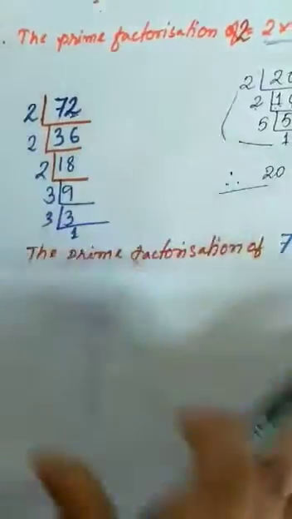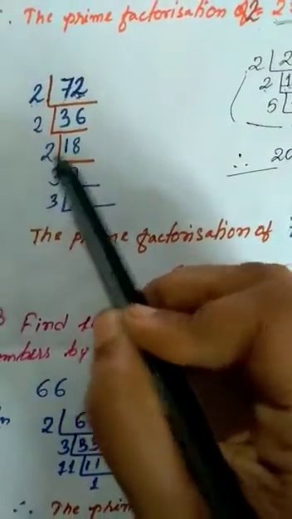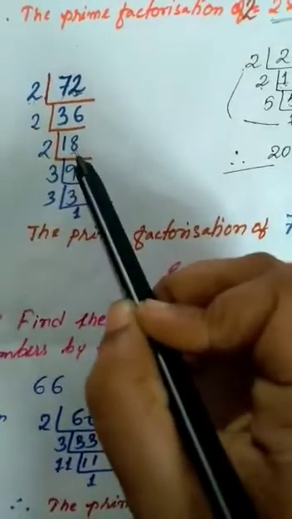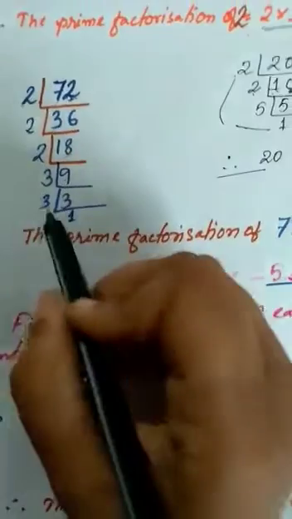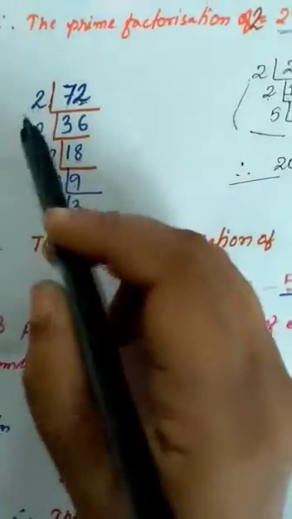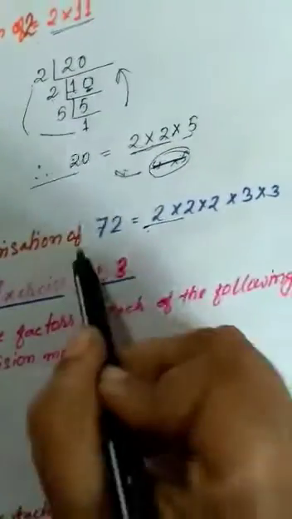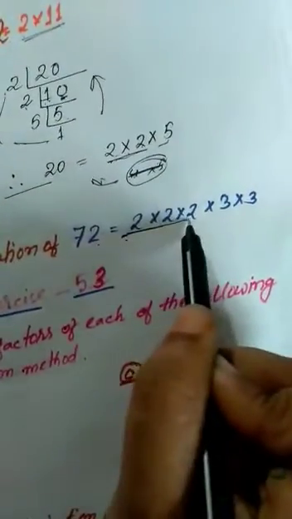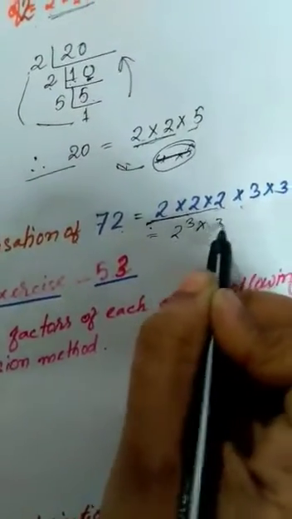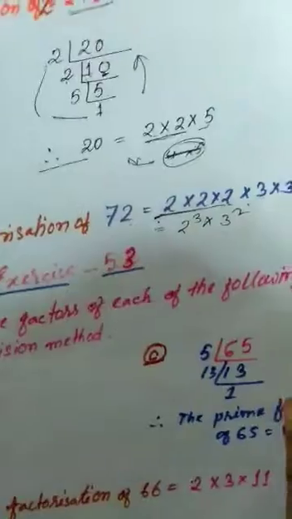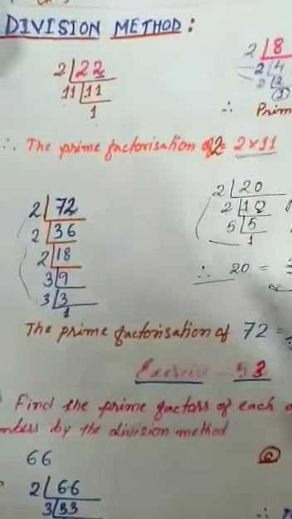Now in the same way, 2 eighteens are 36, then again we can divide 18 by 2, 2 nines are 18, and 9 we can again separate, 3 threes are 9, and 3 ones are 3. So these are all the prime factors. The prime factorization of 72 is 2 into 2 into 2 into 3 into 3, that means it is 2 cube and 3 square. Alright children, I hope it is now clear how we can solve the division method.